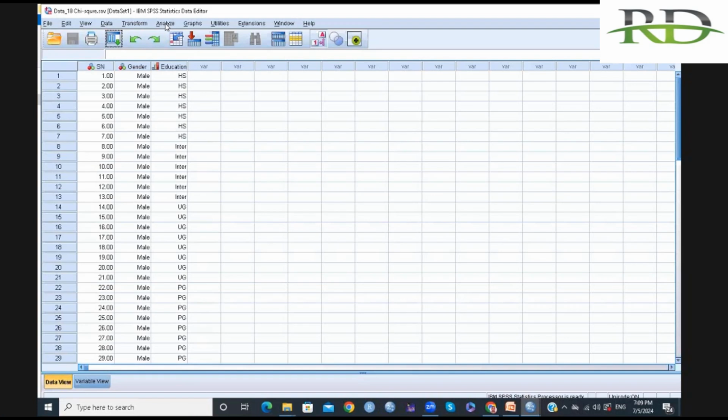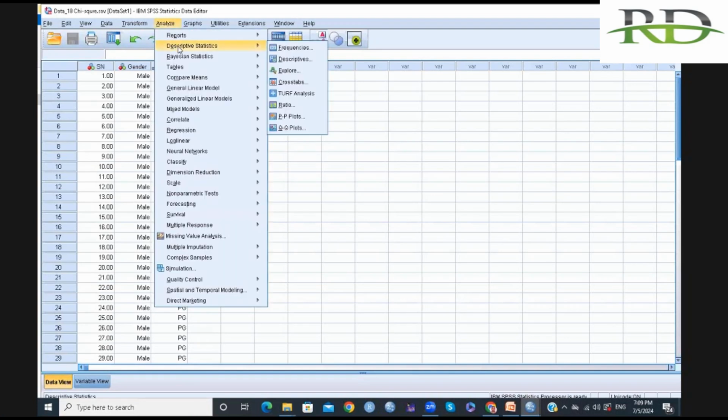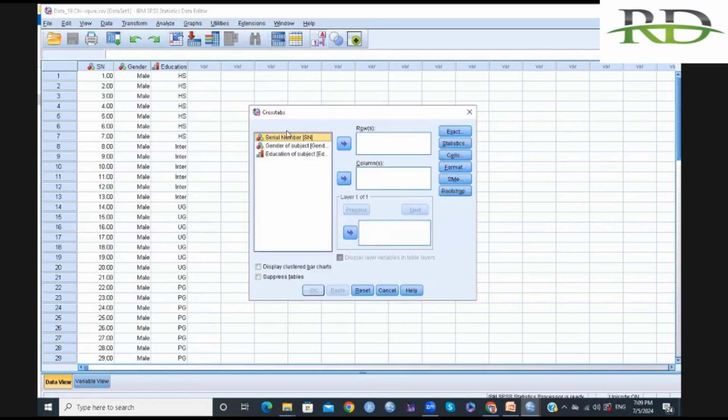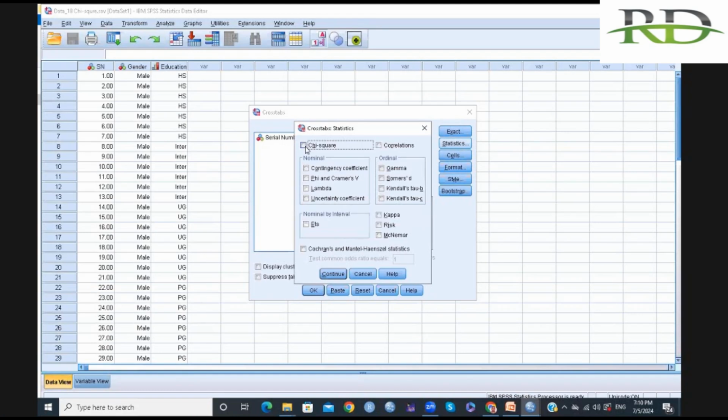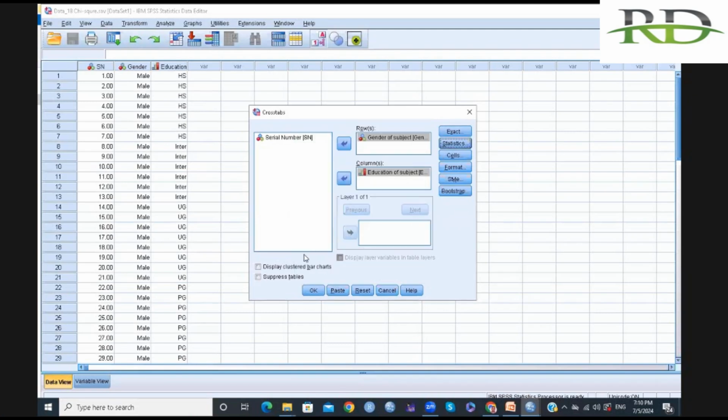You can do it in two ways. One, you go to Analyze, then Descriptive Statistics, and there you will see Crosstabs. You have to put one variable here and another one here. And there are so many options you can choose for the statistics. Here you have to check chi-square. And if you think you should get some more statistics, then you can check those. Otherwise, no need.